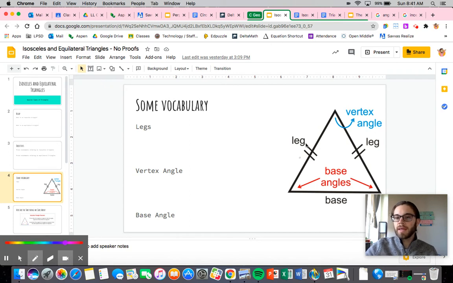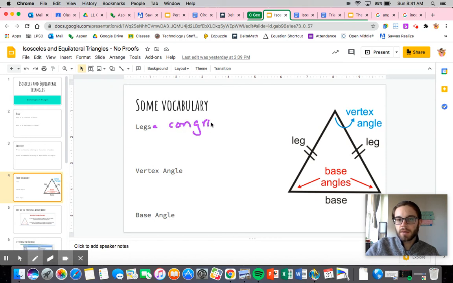So we have the legs. These are the congruent sides of the triangle. So these two would be the legs, the ones where they're both the same.